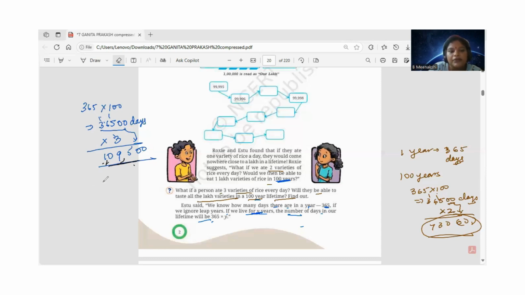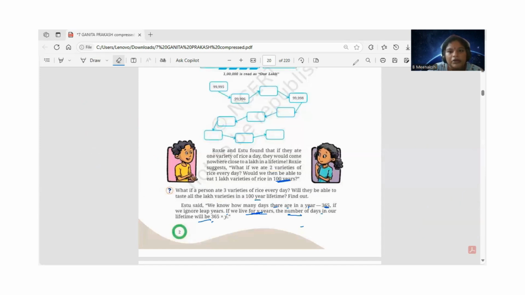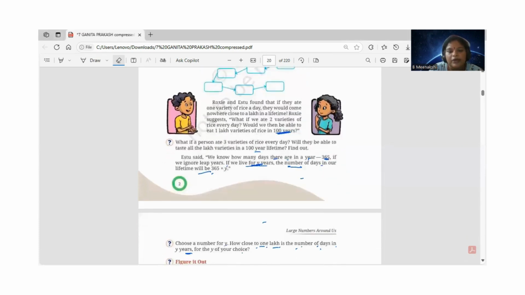So how close are we? What is the difference? 9,500 minus 1 lakh, so nearly it is around 9,500 varieties of rice that we consume if they have 3 varieties of rice. That is the concept. Now you can put your own values for y.